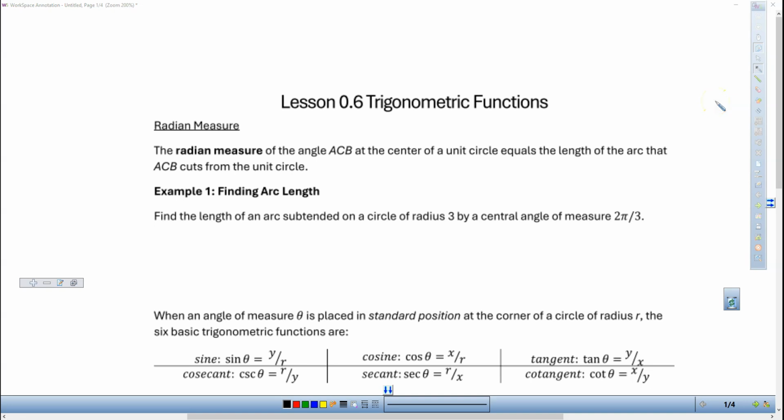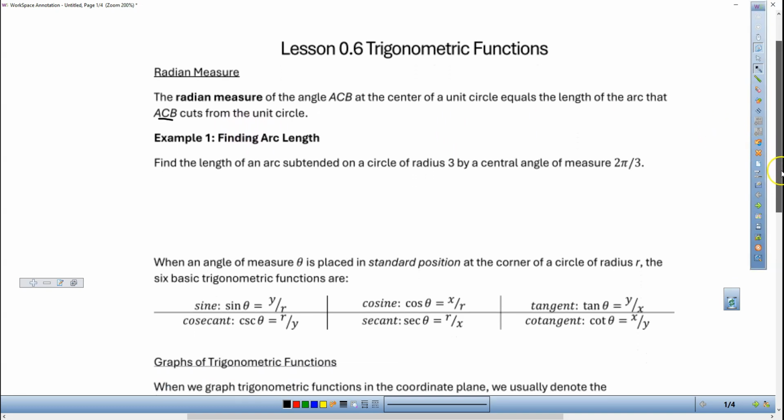And welcome back. As we wrap up our review, our next topic is trigonometric functions. We're going to start this conversation off by reviewing radian measures. Radian measures are simply the angle ACB at the center of a unit circle, which is equal to the length of the arc that ACB is cutting from that unit circle. Let's look at this best with an example.